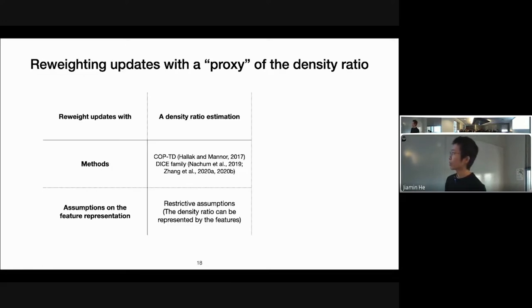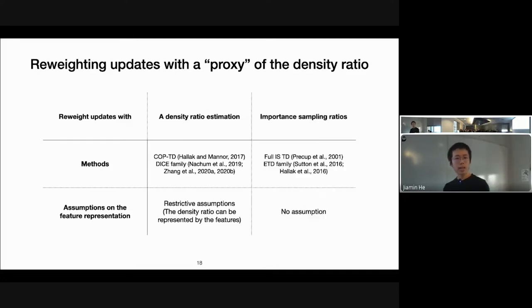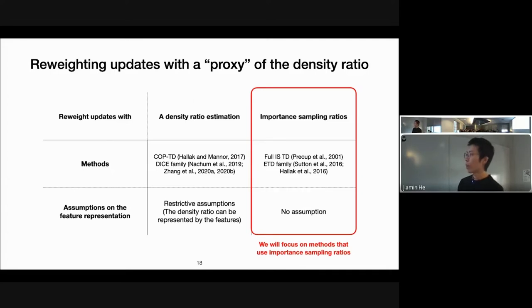Thus, in the literature, different works use different proxies for the density ratio. The first class of methods uses density ratio estimation. Specifically, they represent the density ratio with the features. Thus, for them to be consistent, they require that the features can exactly represent the density ratio, which is a very limiting assumption. So we will focus on another type of method that uses the importance sampling ratio to reweight the update, and they don't require a restrictive assumption on the feature representation phi. We will focus on this type of method. There are two main methods in this class. One is full IS TD, and the other one is ETD. We will look at them in order.